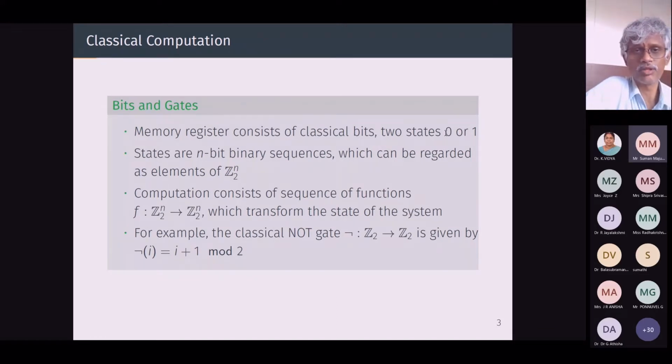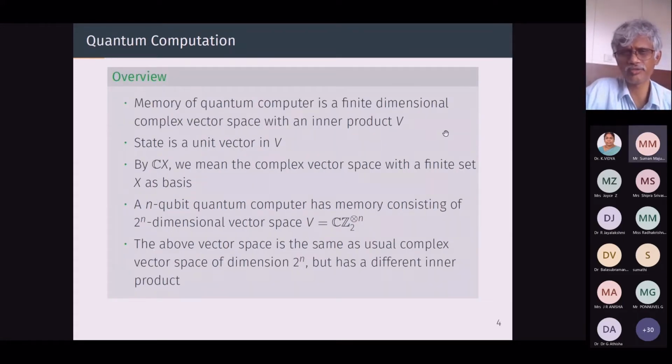So if the register contains some assignment like 1 0 0 1 0 1, a computation will consist of a sequence of functions. For example, a 1-bit function is the classical NOT gate: NOT of 0 is 1 and NOT of 1 is 0. So the NOT of i you can write as i plus 1 mod 2. This is some kind of structure to classical computation. We are not going into computation theory per se, but just drawing the parallels. So what is happening in quantum computation?